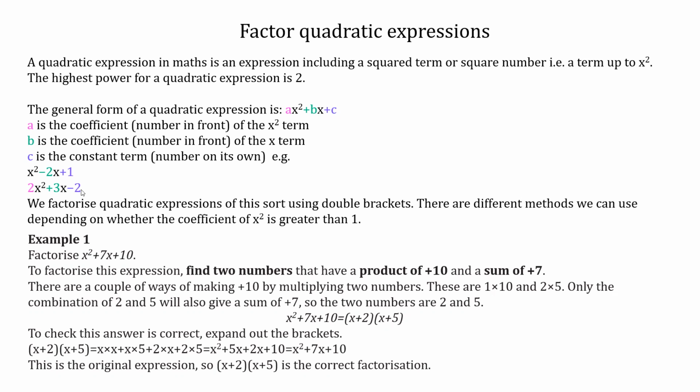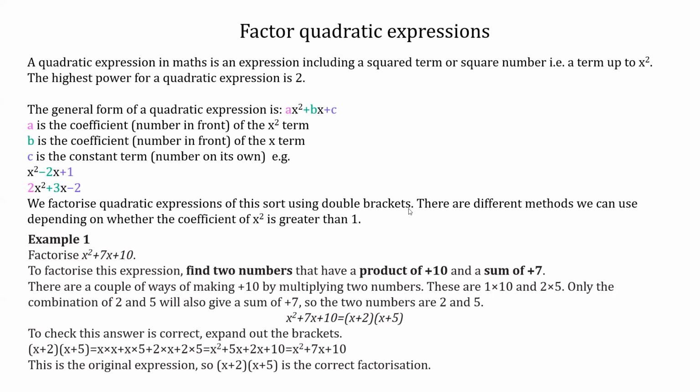For example, in these two examples of quadratic expressions, x squared minus 2x plus 1 and 2x squared plus 3x minus 2. In the second example, a is equal to 2, b is equal to 3, and the constant c is equal to negative 2. In the first example, a is equal to 1, b is equal to negative 2, and the constant c is equal to 1. We factorize a quadratic expression of this sort using double brackets.